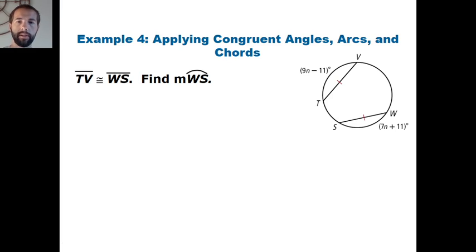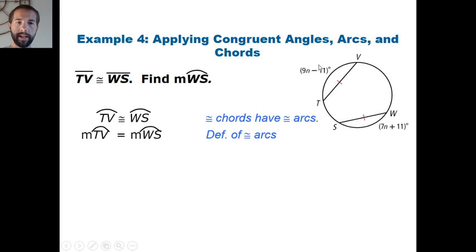So in this example, it looks like we have within one circle two congruent chords. Chord TV is congruent to chord WS. So since the chords are congruent, that means that the arcs are congruent that are formed by those chords. So arc TV is going to be congruent to arc SW. Now they gave us the measure of those two arcs. We know that they're congruent, so we're going to set them equal.